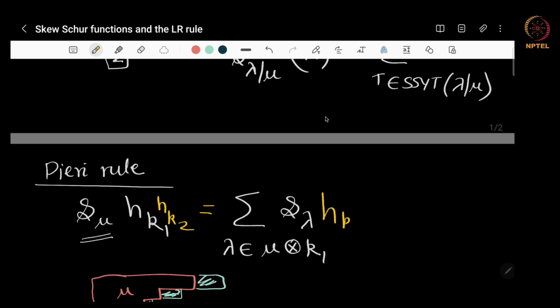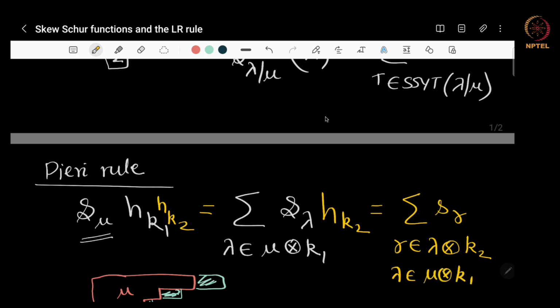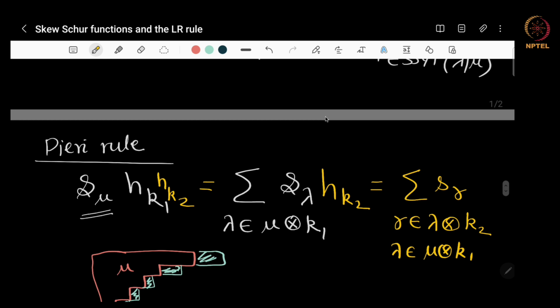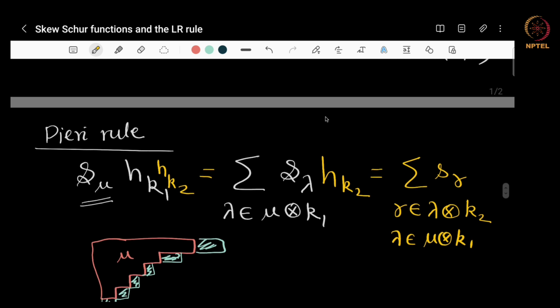Well, I just multiply h_k2 on the right, and now I'm able to use the same thing again. Let me call this s_gamma; the new ones are the gammas. And what are gammas? Gammas are all things obtained by attaching k2 boxes to lambda, where lambda ranges over all partitions obtained by attaching k1 boxes to mu, such that the k1 boxes form a horizontal strip, and similarly the k2 boxes form a horizontal strip. So again, it's starting to look exactly like the Pieri rule.